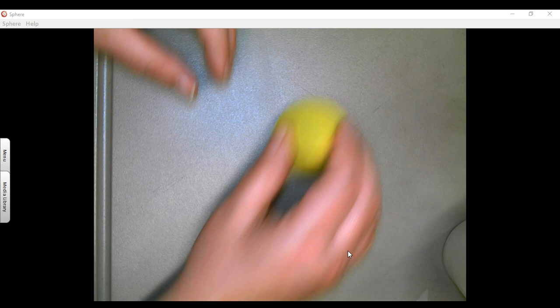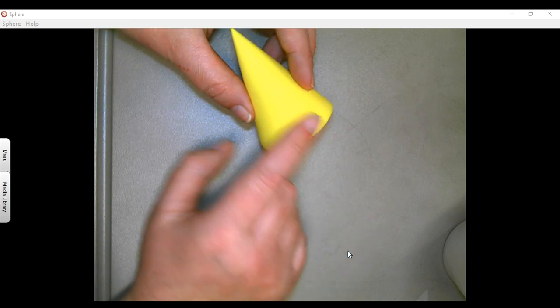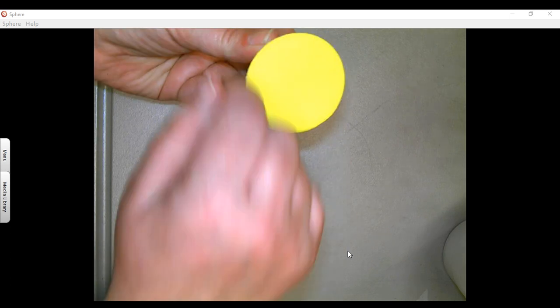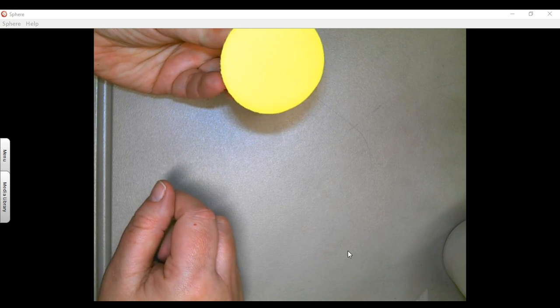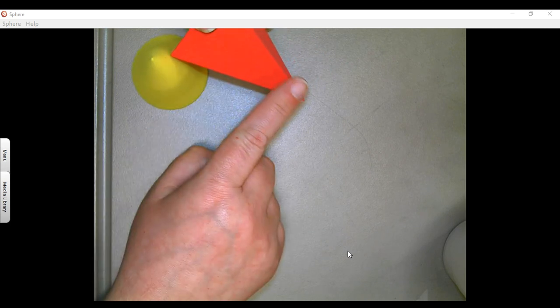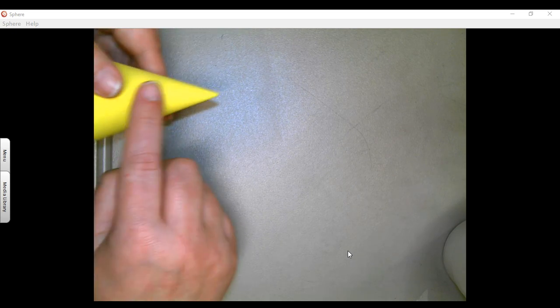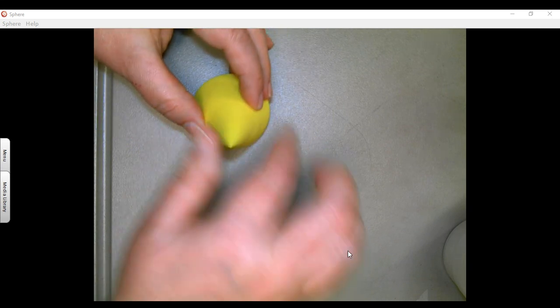A cone has only one face. That means that there are no sides, no places where one face joins another, which also means there are no vertices. We counted the pointy part of this as a vertex because one face joined another face. This pointy part is not a vertex because there are no faces around this cone.